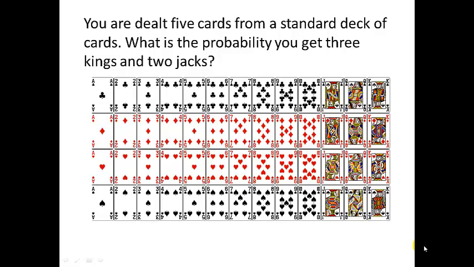You were dealt 5 cards from a standard deck of 52 cards. What's the probability that you will get 3 kings and 2 jacks? It's a combination problem. Out of the 52 cards in the deck, you're choosing 5, so we have 52 choose 5.